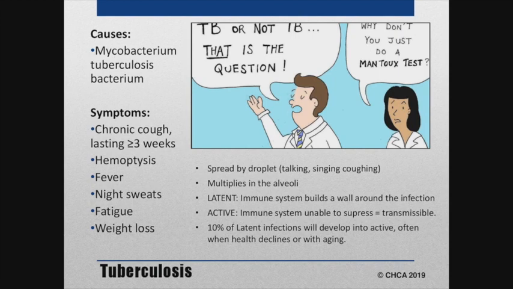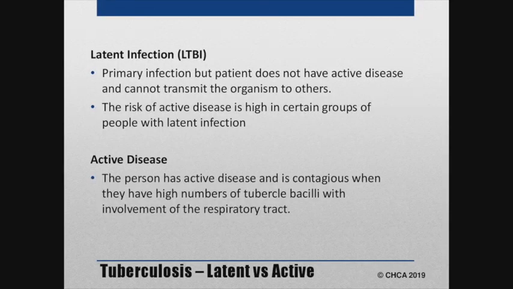There are latent and active forms of this. In the latent form, the immune system builds up a wall around the infection, whereas in an active infection, the immune system is unable to suppress it, and this is when it's transmissible. 10% of latent infections will develop into active, and so it's important that we recognize these symptoms and manage and monitor these patients appropriately.